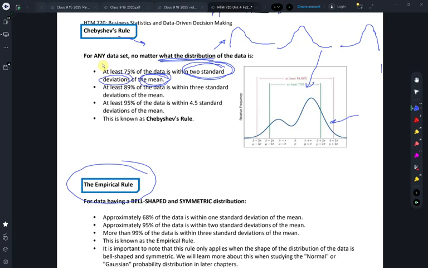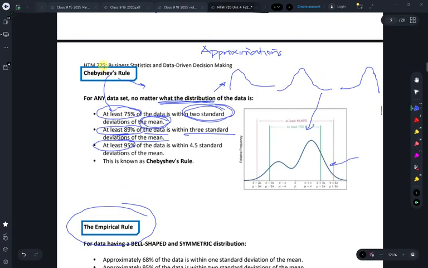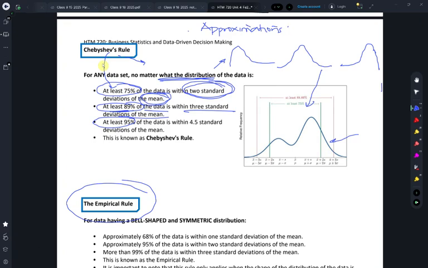A typical question we get when we teach this is, where did they get the number 75%? Please note that Chebyshev's rule provides a lower bound, with emphasis on the words at least, which means at least 75% of the data will be within two standard deviations of the mean, so it could be more than 75%. If we say at least 89% of the data is within three standard deviations of the mean, it means it could be more than 89%. These are mere approximation rules, but that is not to undermine their importance.